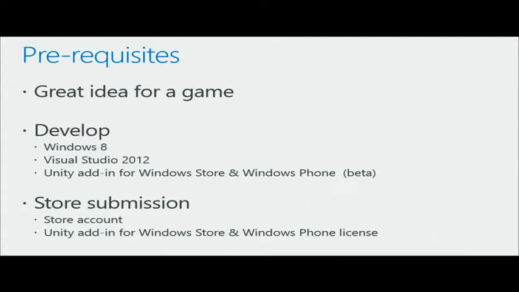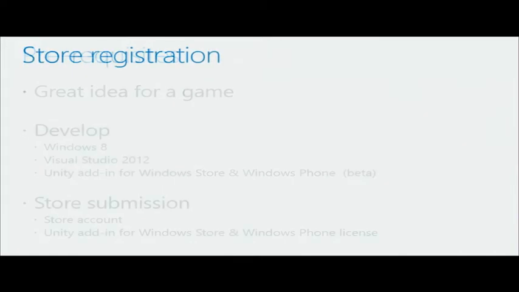And two things you're going to have to do. The first one is you're going to have to go onto our store and register as a developer, just like you do for every other store. And I'll show you the prices in a minute. And then the second one is you're going to have to go to Unity and say, I'm ready to deploy. I want to go from using the beta add-in to using the actual add-in that's licensed, and you can deploy without a little watermark. So that's all you're going to have to do, and it's only when you're ready to go into the store.